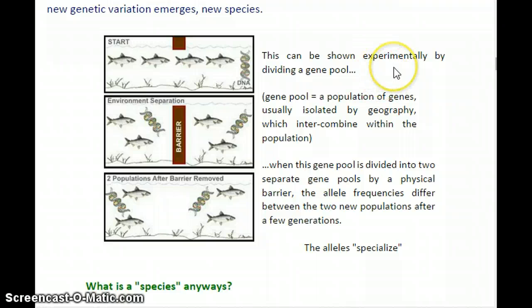So here we're going to divide a gene pool, and you're going to see this distinction. So here's some fish. They're in literally a gene pool. Of course, I mean a lake, and I'm not talking about a swimming pool. Gene pool just means the group of genes within a population.